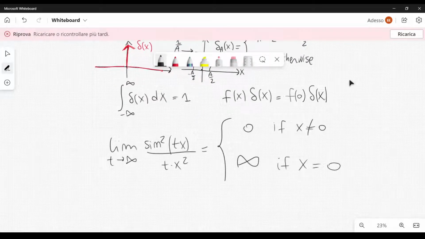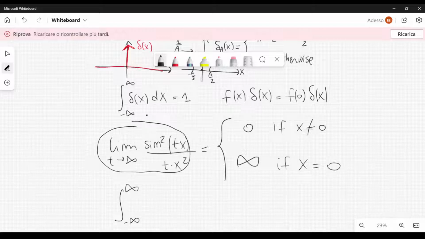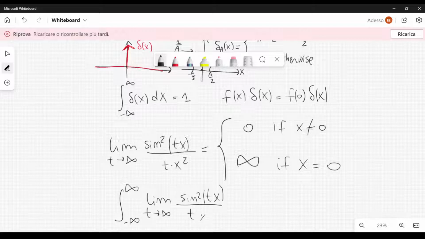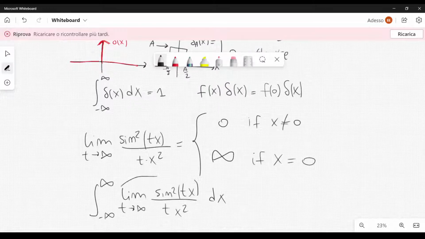But we cannot say that this is equal to the Dirac delta, right? Because we know that it is 0 if x is not equal to 0, and it is infinity if x is equal to 0, but we don't know if the integral from minus infinity to infinity of this function, let's call it a function, so limit t goes to infinity of sine squared of tx divided by tx squared dx, we don't know whether this is a finite result. So how do we relate it to the Dirac delta? Well, we can do it by calculating such an integral, and we have to show that this is equal to pi.